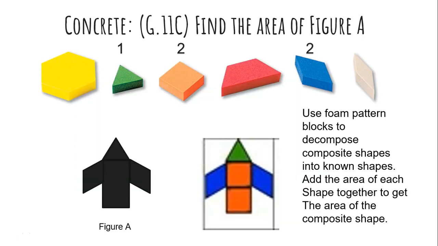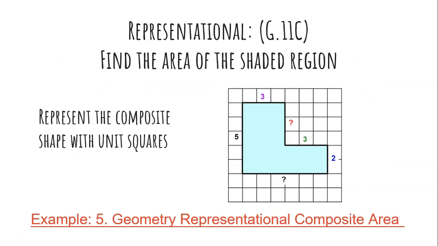For our next TEK, G11C, dealing with two-dimensional composite area, students could use foam pattern blocks to decompose composite shapes into known shapes. Add the area of each individual shape together to get the area of the composite shape. A representational example of composite area can be shown by placing composite figures over a unit square graph. Notice, it is very easy to identify the area after being placed on a unit square graph of this composite figure. Please pause the video now to view example 5, Geometry Representational of Composite Area.